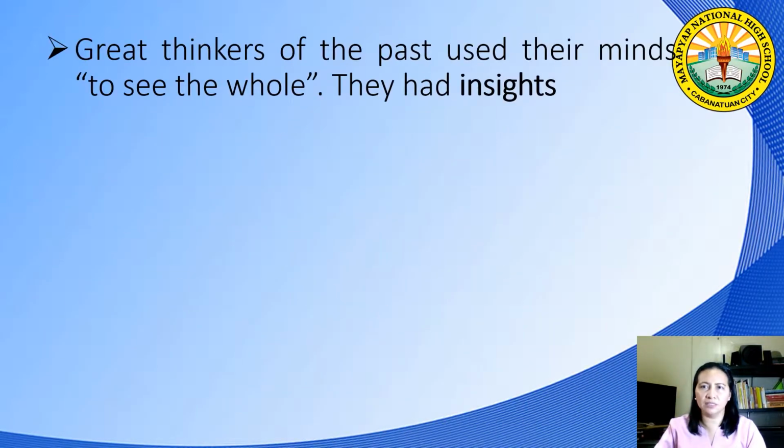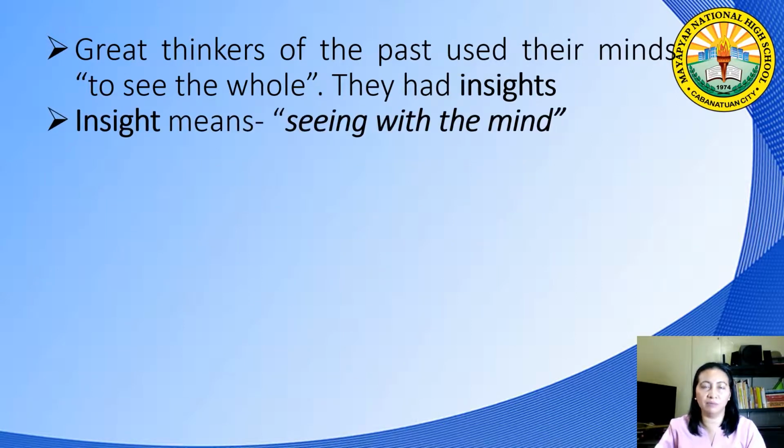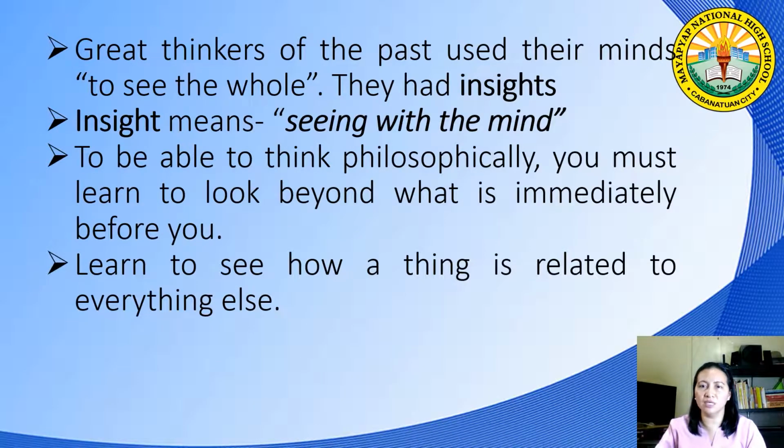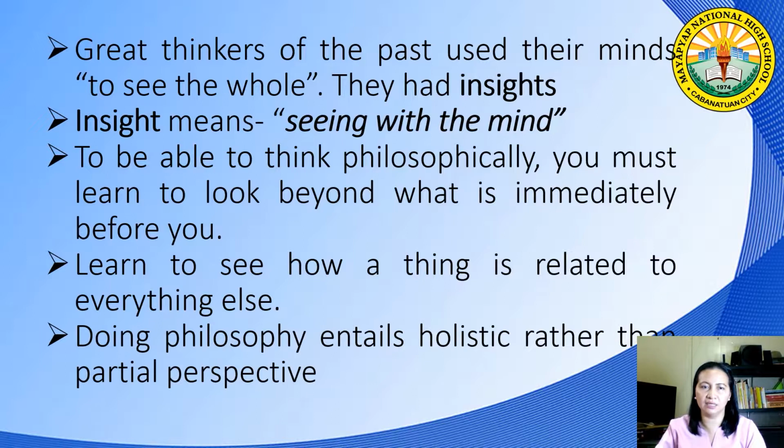Great thinkers of the past used their minds to see the whole. They had what we call insights. When we speak of insight, it is seeing with the mind. So to be able to think philosophically, you must learn to look beyond what is immediately before you, learning to see how a thing is related to everything else. Doing philosophy entails a holistic rather than partial perspective. With a holistic perspective, we are able to see the connectedness of parts to see a meaningful whole. Having a glimpse of the whole allows us to see the meaning of the activities we do every day.